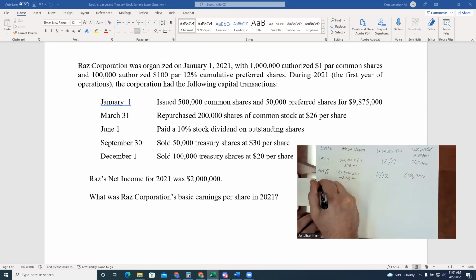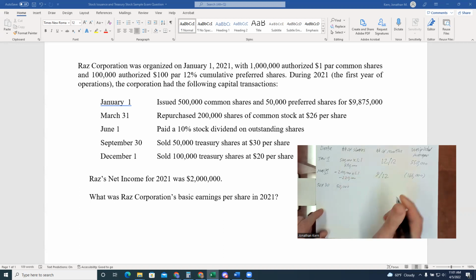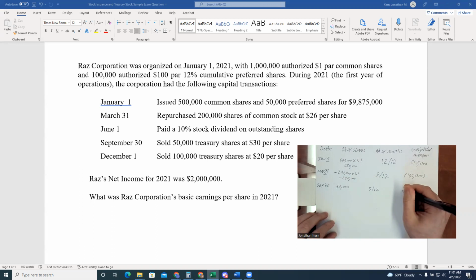Then on September 30th, they sold 50,000 treasury shares. So our shares are going to increase by 50,000. Then we have to count the remaining months until the end of the year. So that'd be October, November, and December. So that would be 3 out of 12 months. So the weighted average number of shares here would be 12,500 shares.